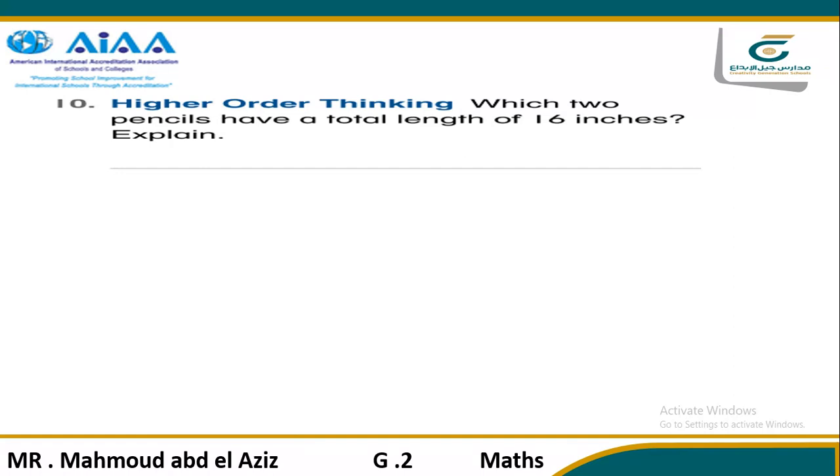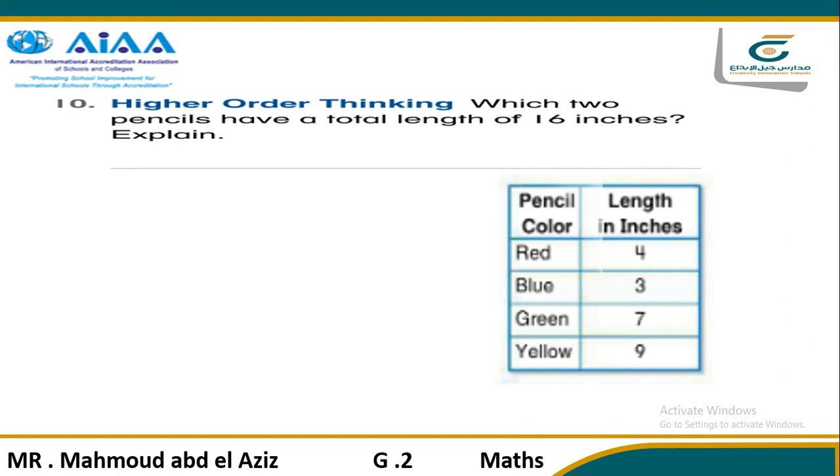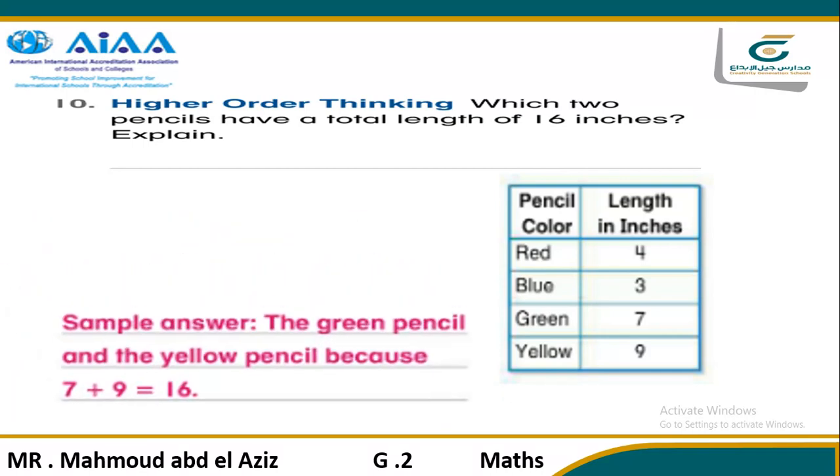Another question here. Which 2 pencils have a total length of 16 inches? I want to choose 2 pencils. If I add them together, it will be 16 inches. Do you remember our table? Red equals 4, blue 3, green 7, yellow equals 9. Which 2 numbers, if I add them to each other, the sum will be 16? Excellent, dear students. It will be the green and the yellow, the green pencil and the yellow pencil, because 7 plus 9 equals 16.